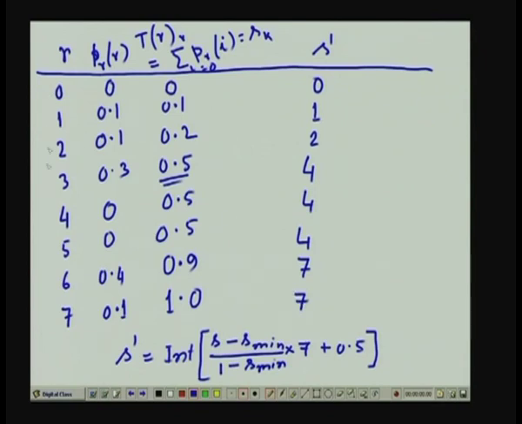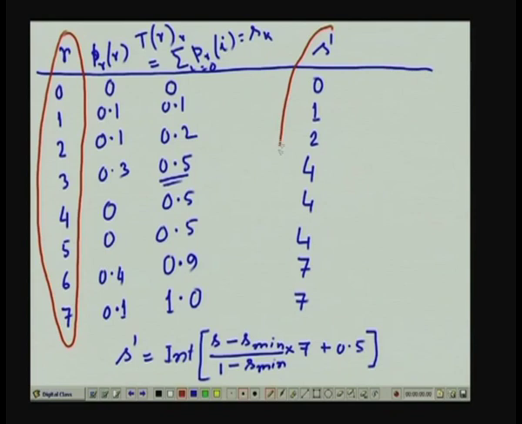So, this first column, that is for different values of r, and the last column, that is the different values of s', give us the corresponding mapping between a given intensity value and the corresponding output intensity value, and this is the image which is the processed or enhanced image to be displayed.